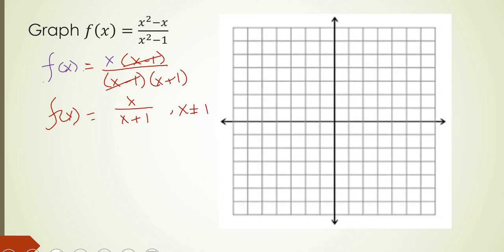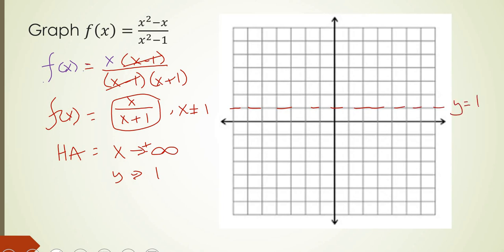Now let's look at our horizontal asymptote. As x gets further away from 0 or approaches plus or minus infinity, this function gets very, very close to the number 1. As x gets bigger and bigger, this little plus 1 doesn't really make much difference. So when x is 1,000,000, 1,000,000 over 1,000,000 plus 1 is really close to just 1,000,000 over 1,000,000. So y equals 1 is my horizontal asymptote.